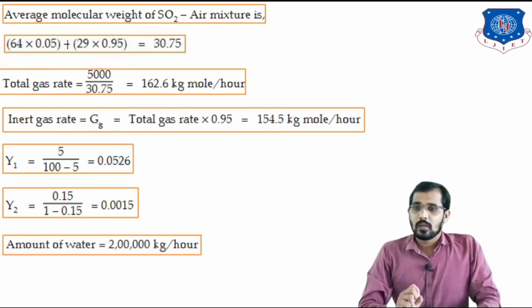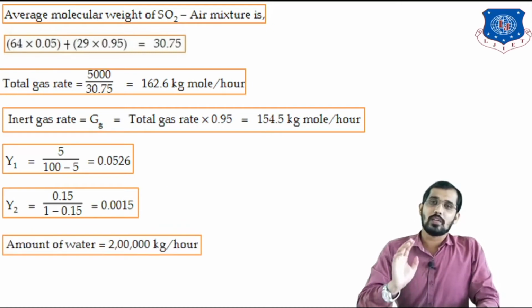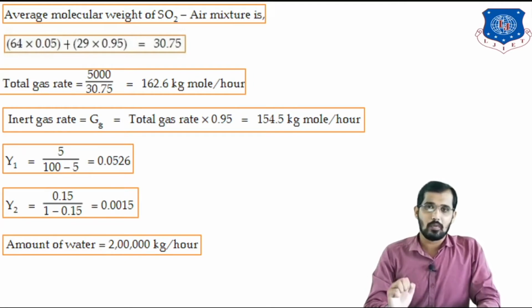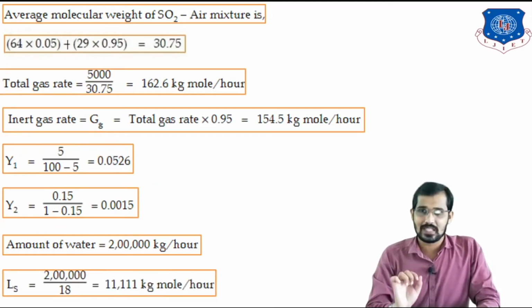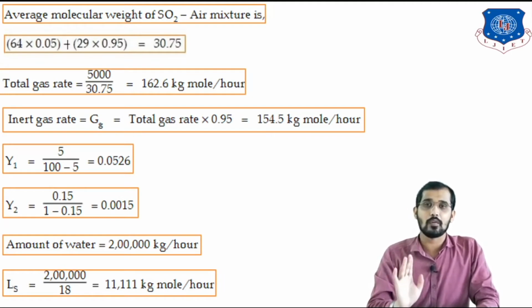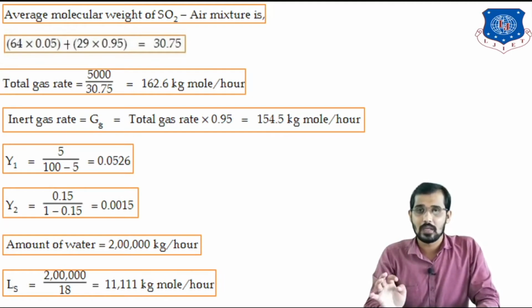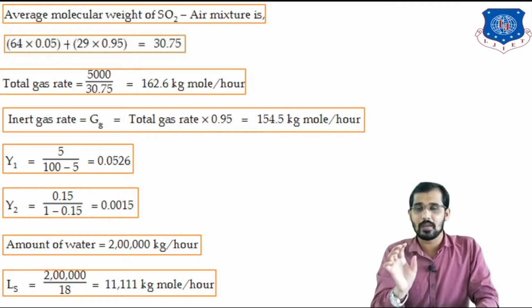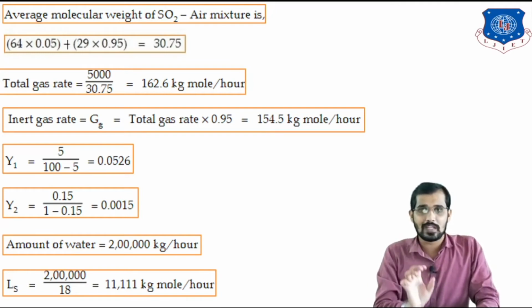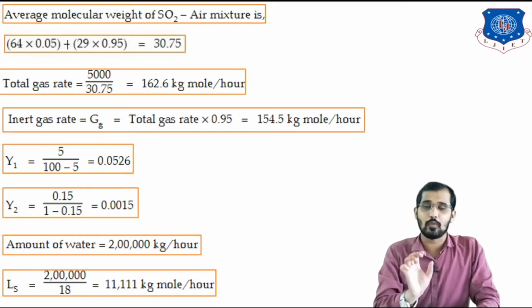Now we will see the amount of water. The amount of water is given as 2 lakh kilogram per hour. So 2 lakh kilogram per hour is nothing but the flow rate of water. Now how to calculate Ls? That is nothing but the liquid flow rate. Similarly, we have to calculate the total liquid flow rate, similar to the total gas flow rate. In the total gas flow rate, what we have done is we took 5000 divided by the average molecular weight of the SO2 gas mixture, that is 30.75, means 5000 divided by 30.75.